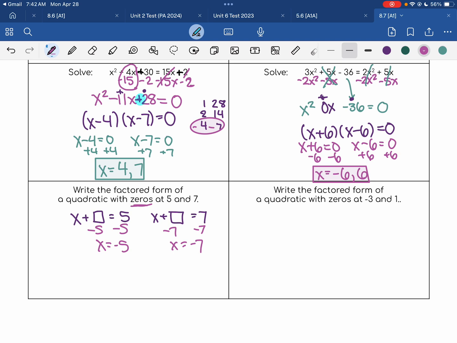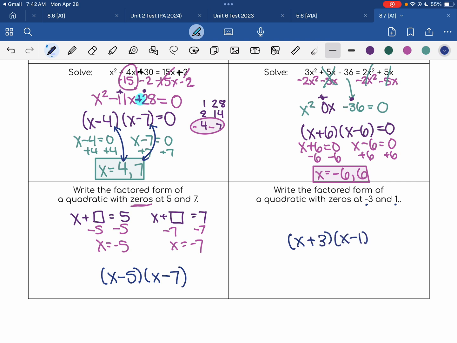Or if you haven't noticed yet, every number down here at the answer was the opposite of the number up there. So those are opposites, those are opposites. And then if I wanted it to be negative 1 and negative 3 and positive 1, I would do x plus 3, x minus 1. So those are just always going to be the opposites.